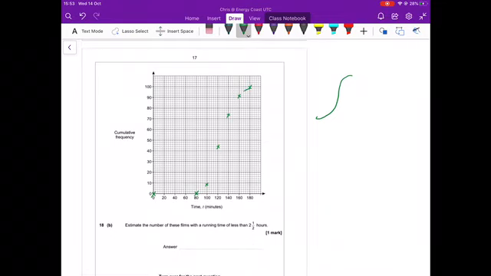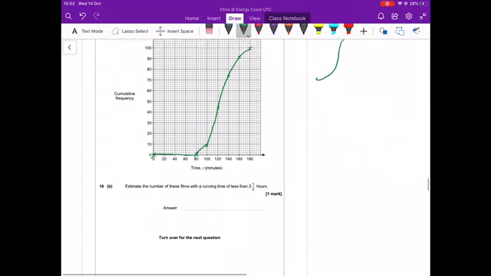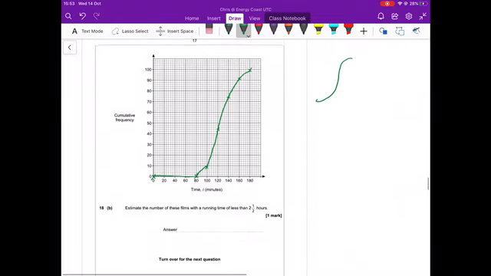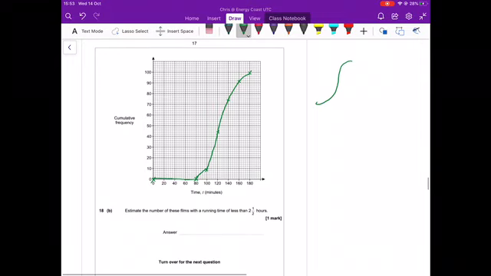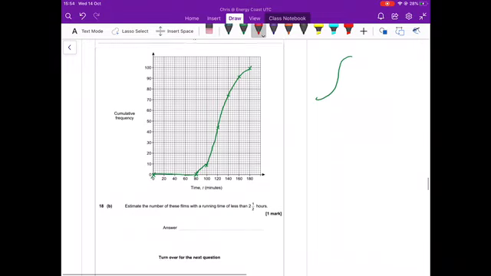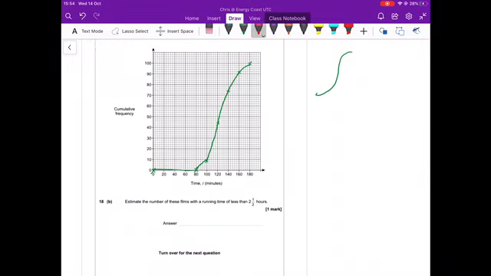Let's join them up without using a ruler. That's dead important, okay? So it should be a nice, free line like that. And usually you would have to join it to that M1, but I don't think you actually do for this, but there you go. That'll do. That's our cumulative frequency graph. Estimate the number of these films with a running time less than 2.5 hours. Really, I need a ruler for this, but I don't have a ruler because it doesn't work on this.